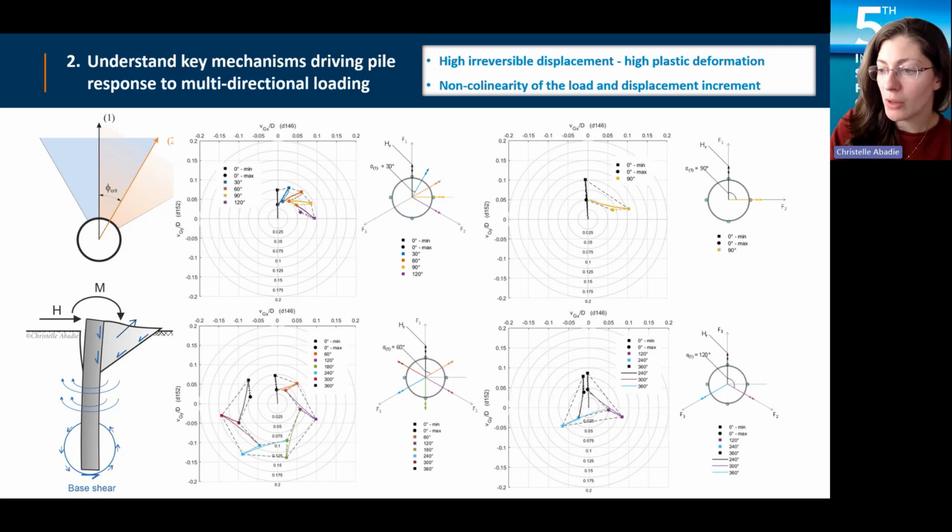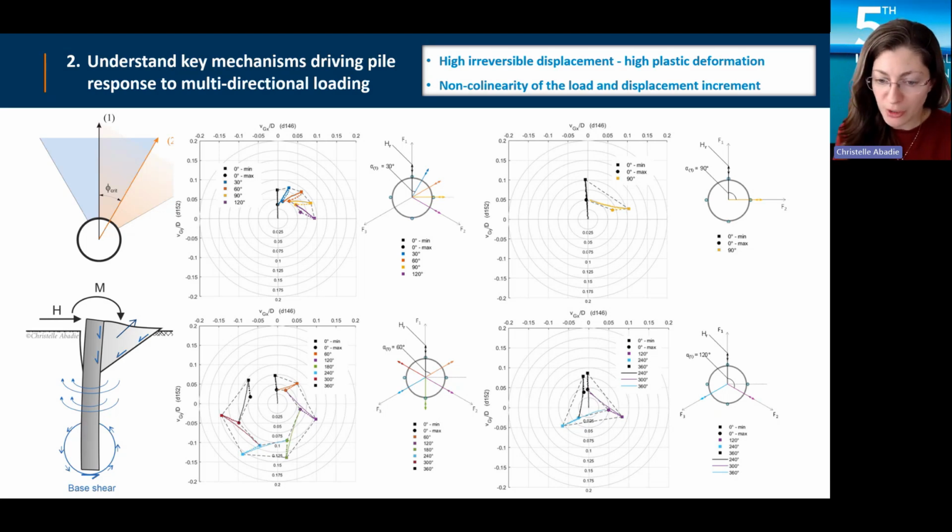If you look at the response of the pile at 90 degrees, you'll see that the extreme points are on the exact same circle, which is what we were expecting to prove the decoupling between the two directions. So our hypothesis was correct. And there is a non-collinearity between the load and the displacement. That means that if you look at the diagram from the right-hand side and the diagram from the left-hand side for each of the four cases, they don't look the same. And that's purely because of the response of the soil.